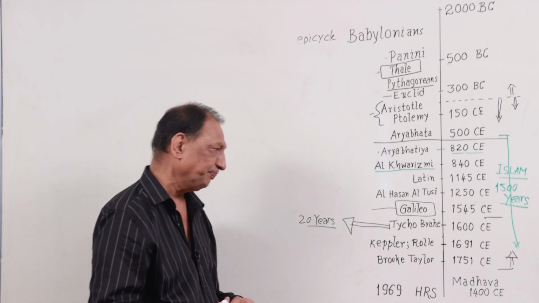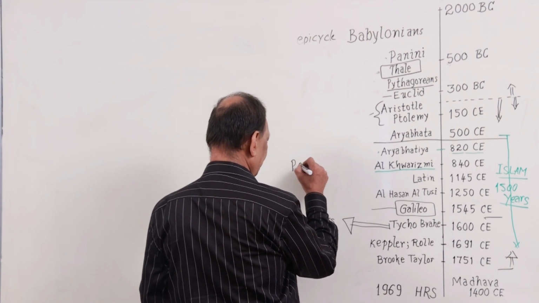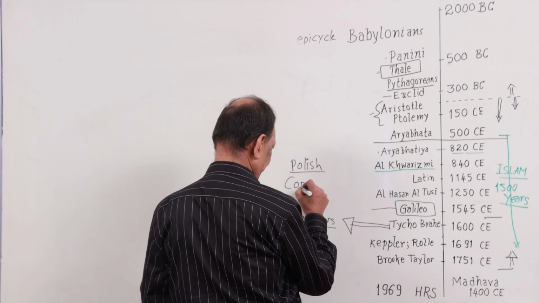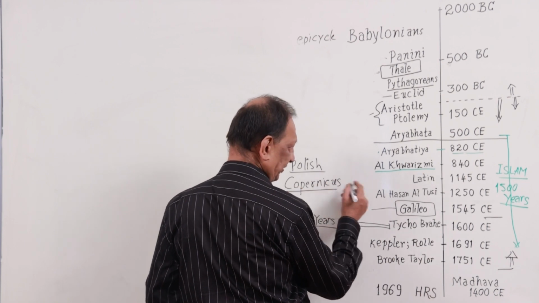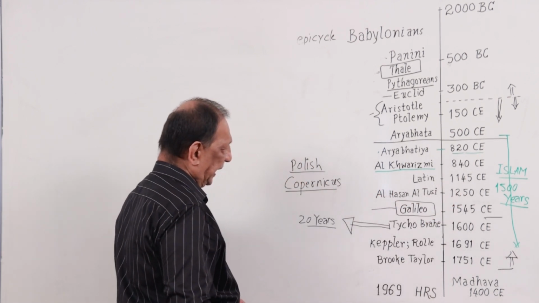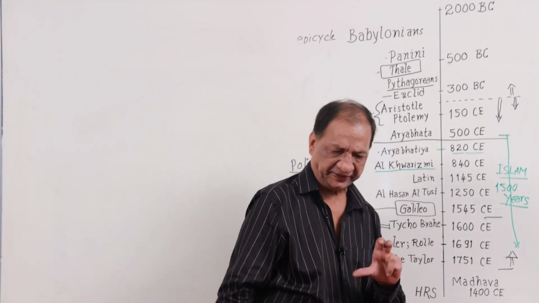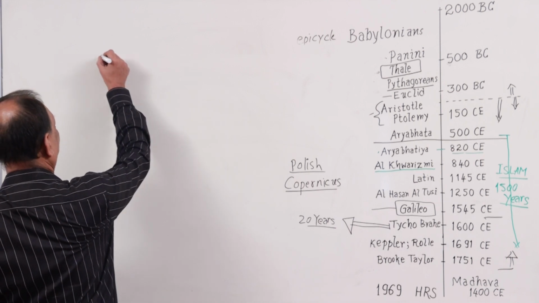And around this time, we had a Polish astronomer by the name Copernicus. I have not written his name there. I suppose I could have written it somewhere there. He proposed the next theory of the universe, what we call the heliocentric theory.